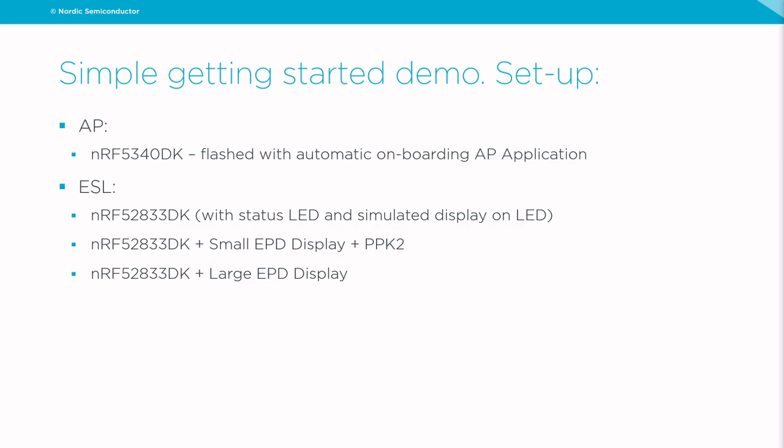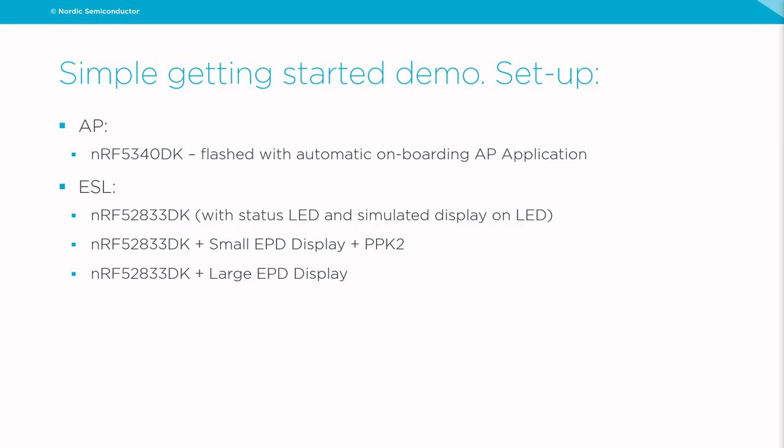In this case, we have 3 development kits, but you can use more than that. One standard nRF52833 development kit with a simulated display on LED. One nRF52833 development kit with a shield and a small EPD display. And this will be connected to a PAwR Profiler kit. Then we have a 52833 development kit with a large display. The goal of this demo is to get familiar with some of the concepts and tools presented in the training. This will guarantee a smooth journey to understand and learn better Bluetooth ESL.